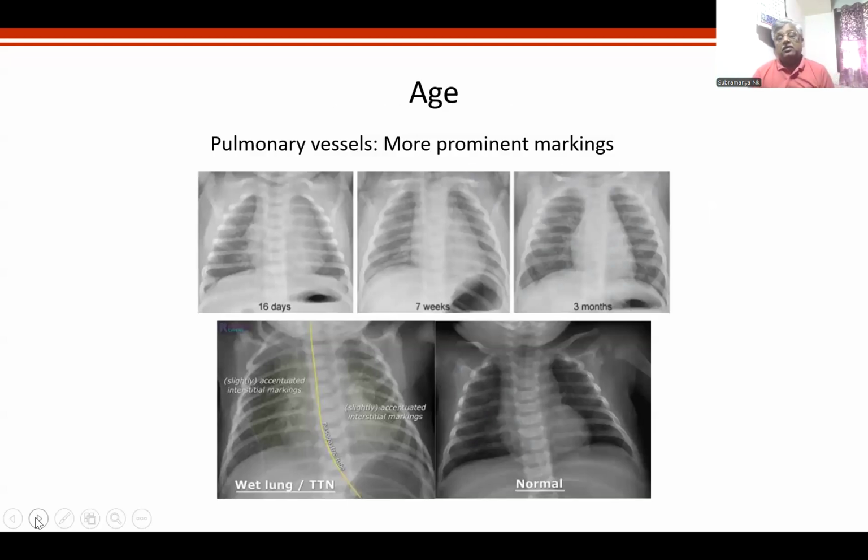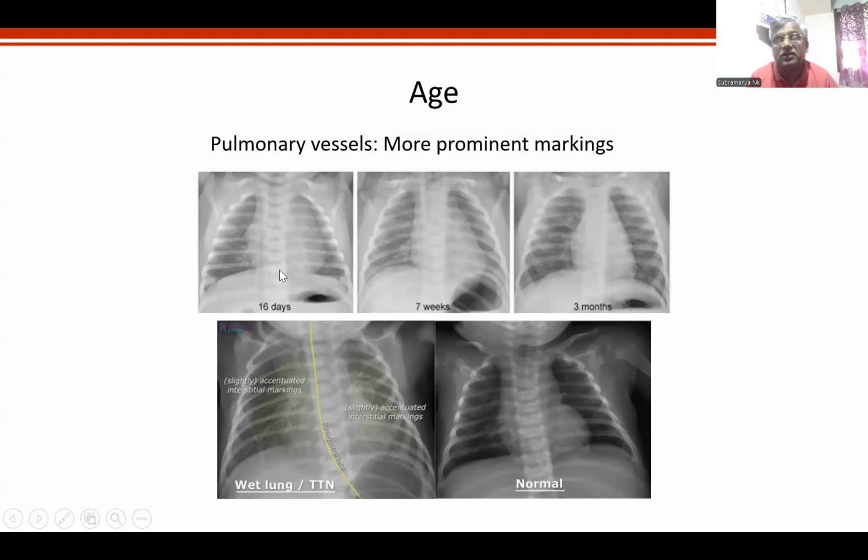Now, pulmonary vessels are also important because if you don't know the normal anatomy of pulmonary vessels, there is either overdiagnosis or underdiagnosis of pneumonias and bronchovascular markings. What I meant by pulmonary vessels, look at the pulmonary vessels in a 16-day-old baby, a 7-week-old baby, and after 3 months. Did you understand?